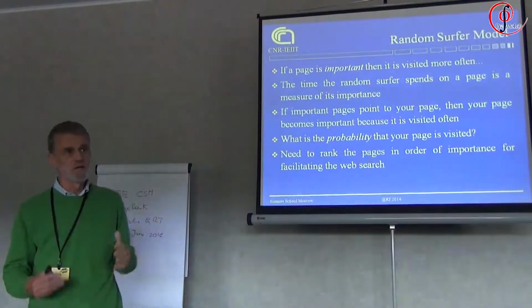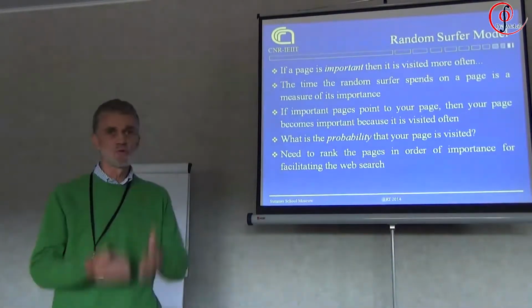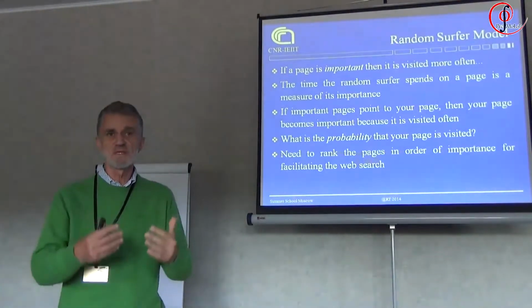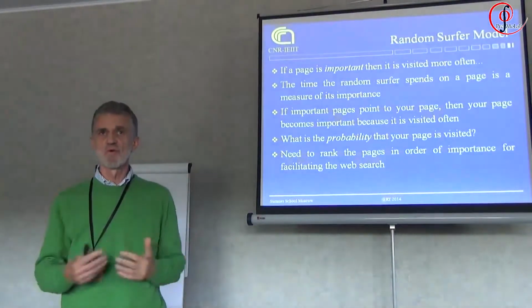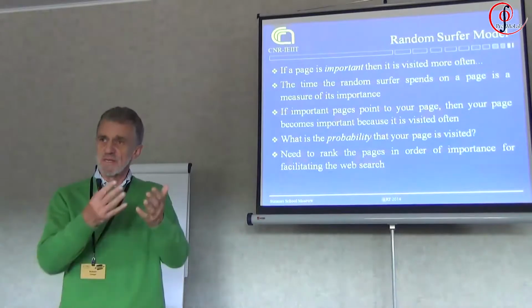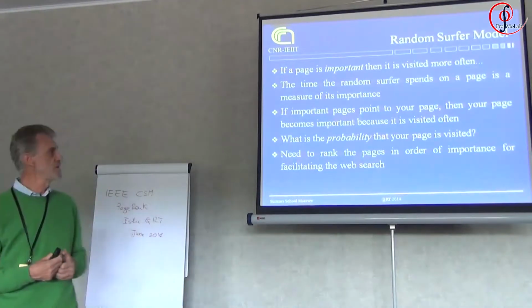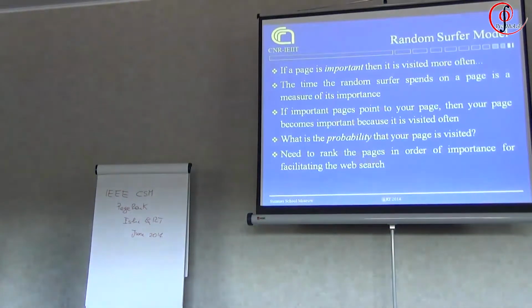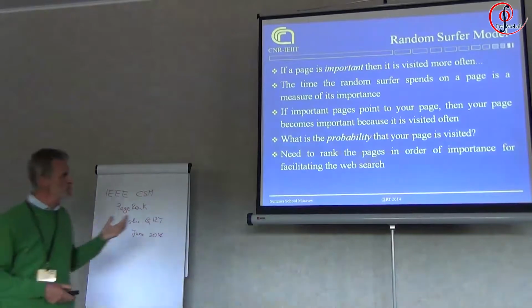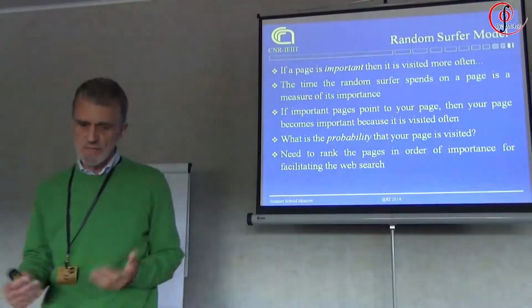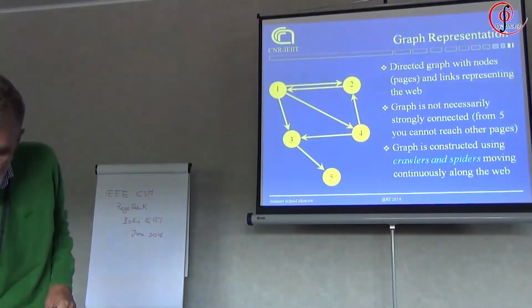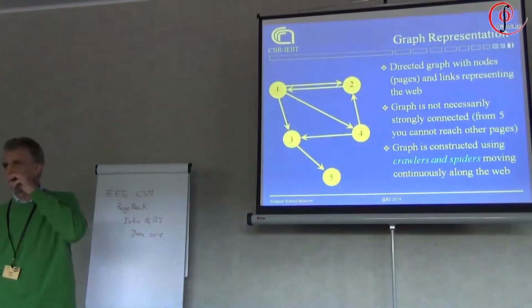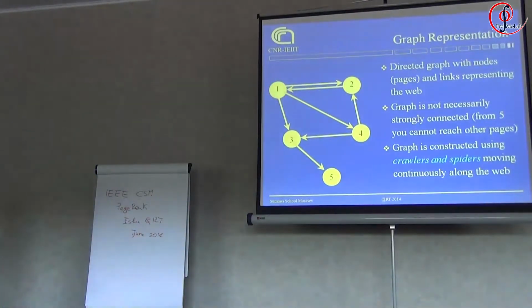Suppose that at Google, they have a link to Pavel's website. It means that if people are visiting the Google website very often, it's likely that they also visit Pavel's website. And the very natural question that we can pose is, what is the probability that a website is visited? We want to rank the pages in order of importance, in terms of probabilities, in order to facilitate the web search.